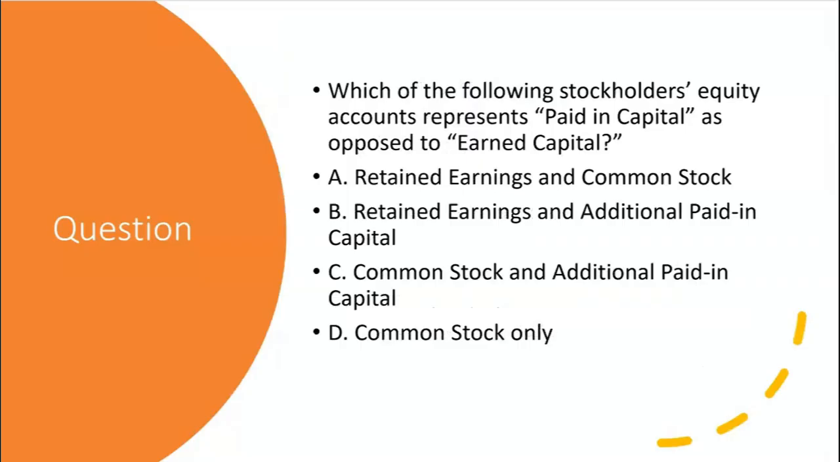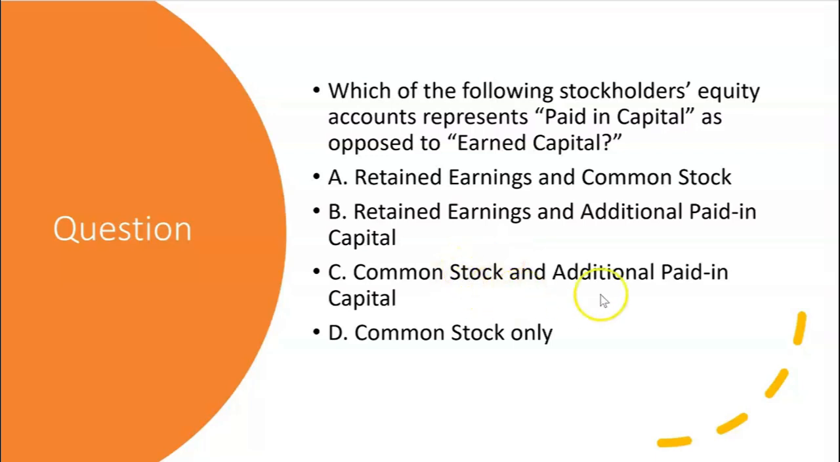All right, which of the following stockholders' equity accounts represents paid-in capital as opposed to earned capital? Well, most stockholders' equity accounts are either paid-in capital or earned capital. Paid-in capital is common stock and additional paid-in capital. Earned capital is retained earnings. So what are we looking for here? We're looking for paid-in capital as opposed to earned capital. So retained earnings, letter A, that's earned capital. Don't pick A. B says retained earnings too. That's earned capital. We want paid-in capital as opposed to earned capital.